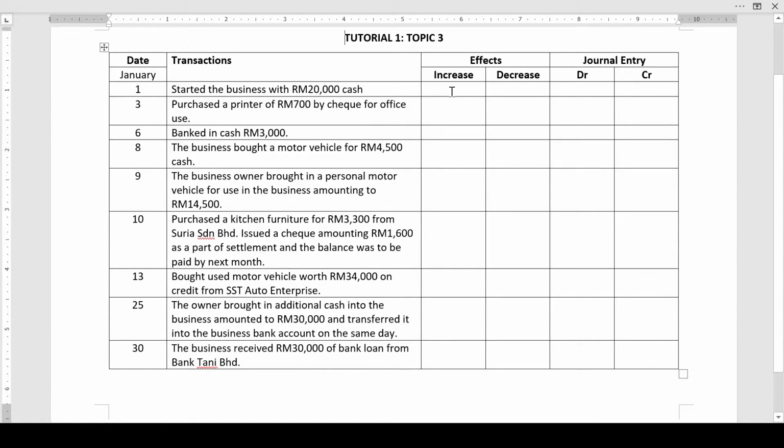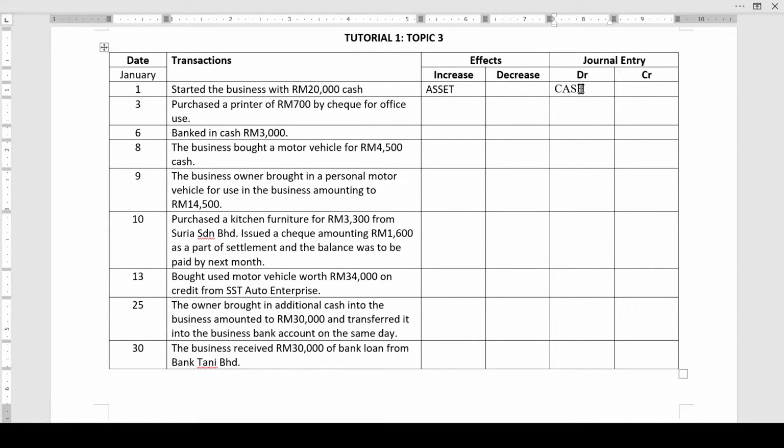So what happened to the business asset account now? Asset will increase. When asset increases, do we debit or credit? When asset increases, we debit. But you have to state the specific names of account for the asset when you record the journal entry of the transaction. Here, which asset account increases? Cash.